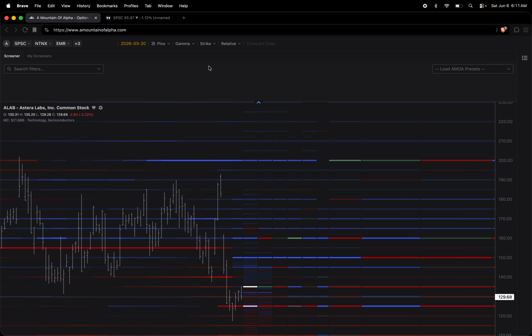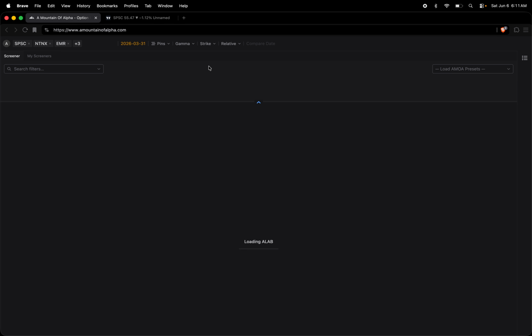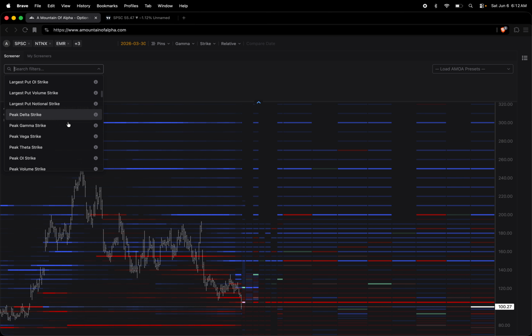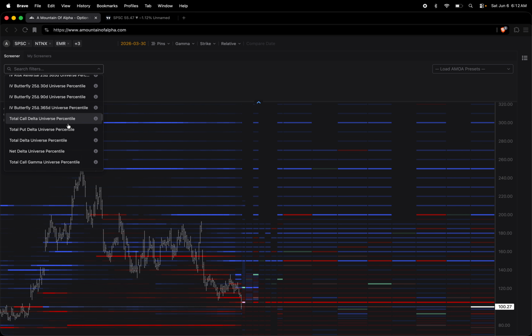And so here's some changes to Mountain of Alpha. So I've broken down the site into metrics, and there's about 340 metrics or something like that. I can't remember the total. There's hundreds of them. And the screener has now been replaced to where you can use those metrics. So I go here, and look, there's hundreds of different metrics that you can use.